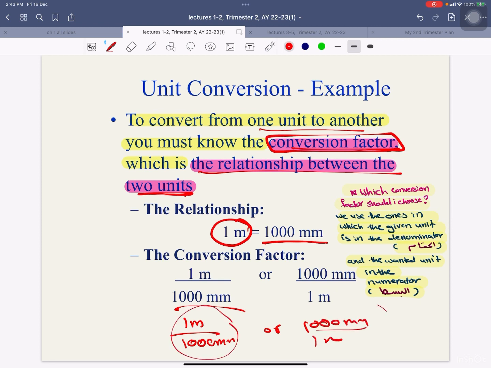How do I choose this one or that one? Mostly I'm going to choose this if I want meter in the question. Mostly I'm going to choose this if I want millimeter in the question. It can change, but what I want most of the time is going to be upwards, and what is given in the question I will most of the time put downwards.